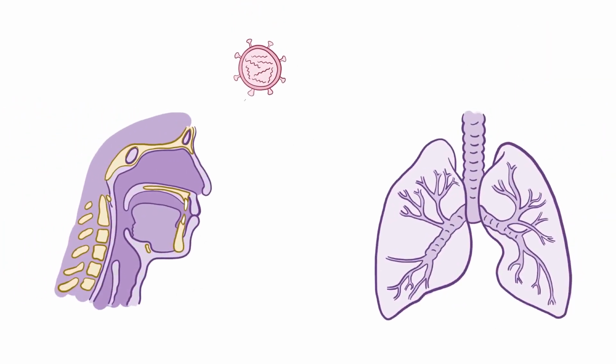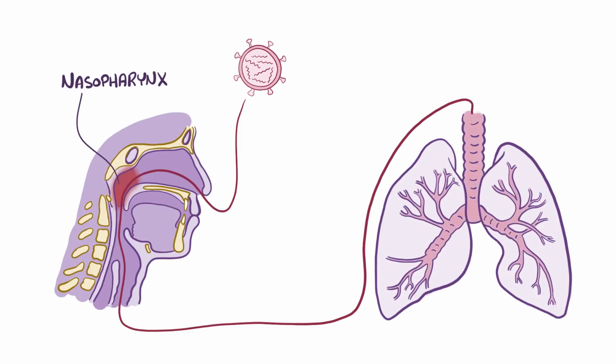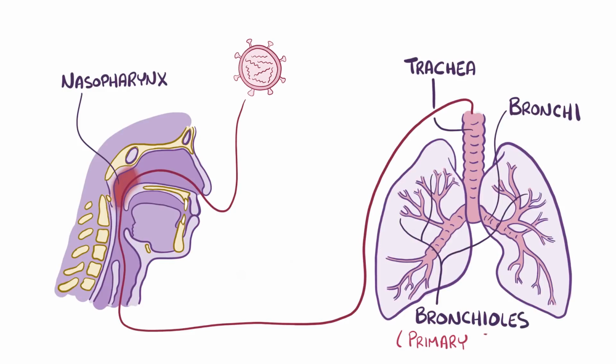Upon entering the body, the virus encounters the epithelial cell lining of the nasopharynx, which is the part of your throat nearest your nose. It creates some local damage and then works its way down the respiratory tree, kind of like a secret agent rappelling down a rope of mucus. It goes down past the trachea and main bronchi, and eventually reaches the bronchioles, its primary target.